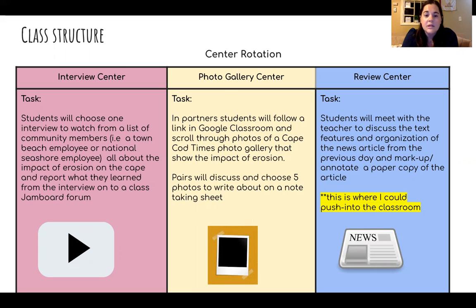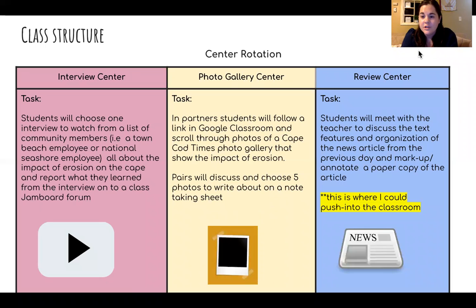And then the second center, I called it the photo gallery center. So in this center, students are going to follow a link in Google Classroom and scroll through photos of a Cape Cod Times photo gallery that show the impact of erosion all throughout the Cape. And then in pairs, they're going to discuss and choose 5 photos to write about and take notes about.